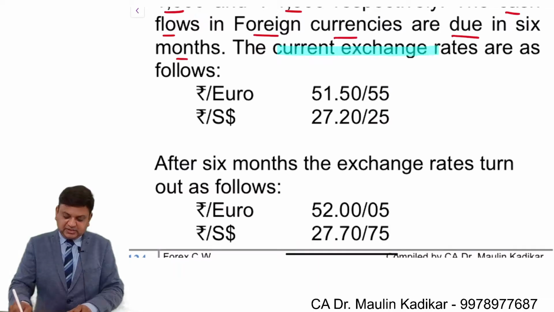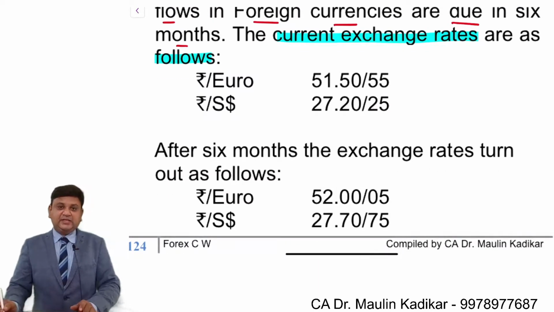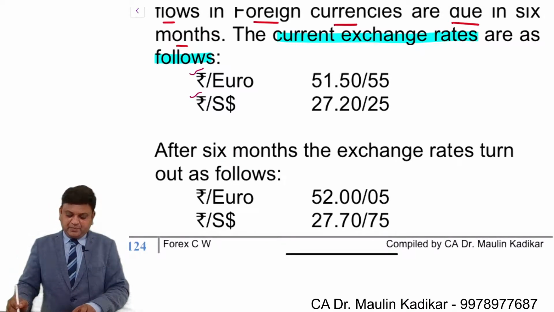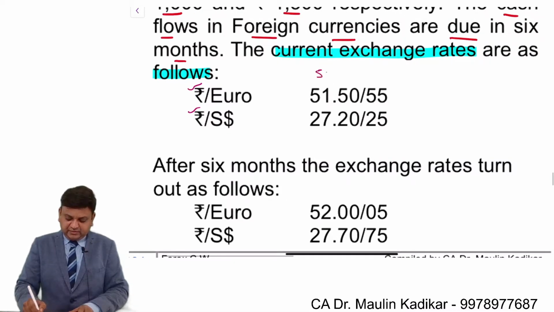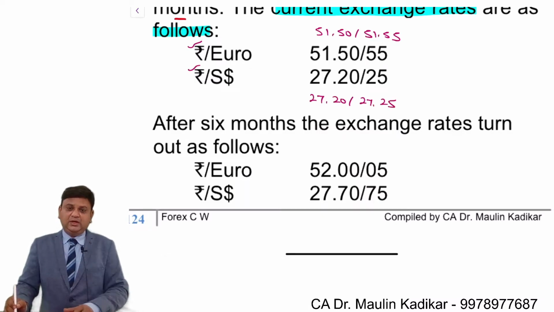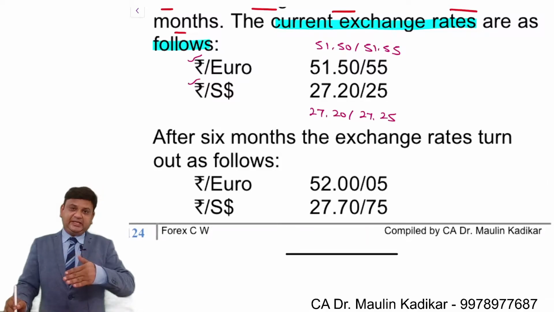The current exchange rates are as follows. We have been provided with the exchange rate for rupees per euro and rupees per Singapore dollar. We have to read it like this: 51.50 slash 51.55, 27.20 slash 27.25. Always we have to make sure that the right hand side rate is higher than the left hand side rate.